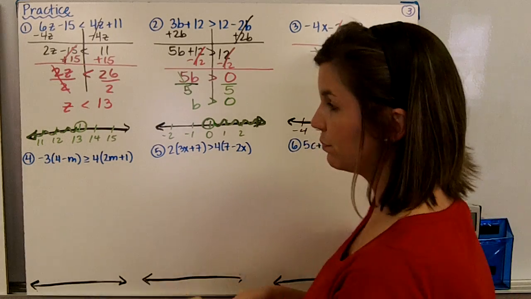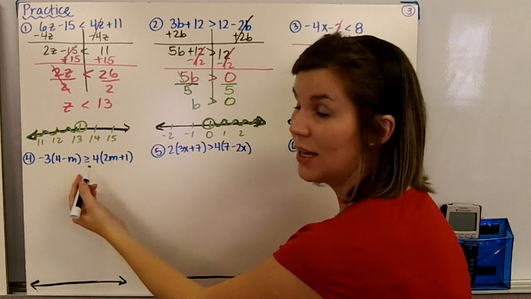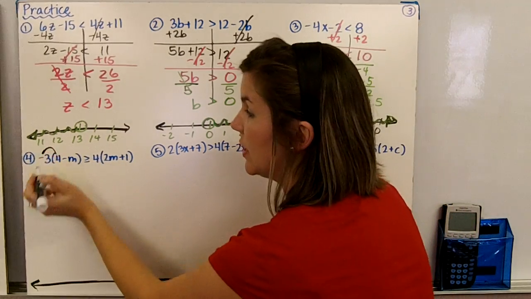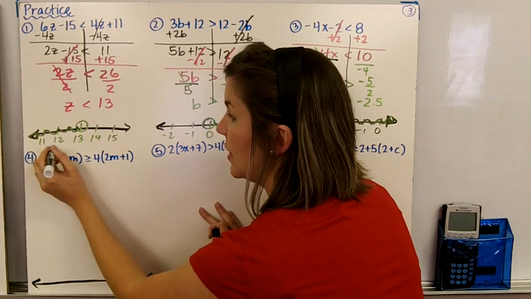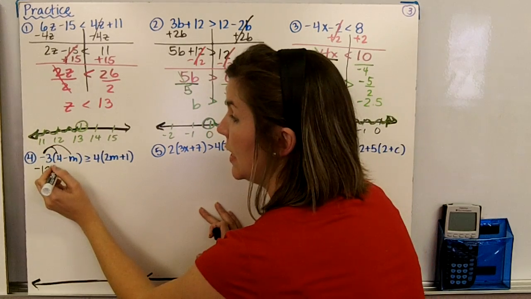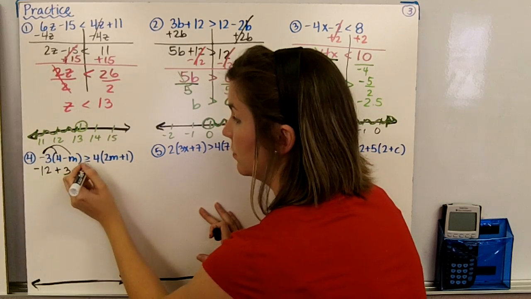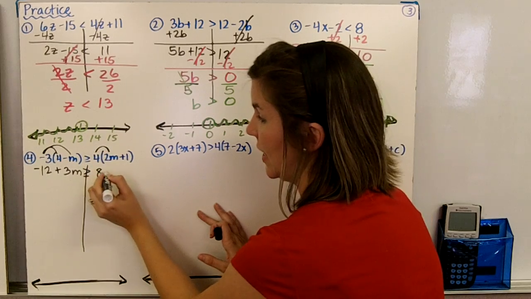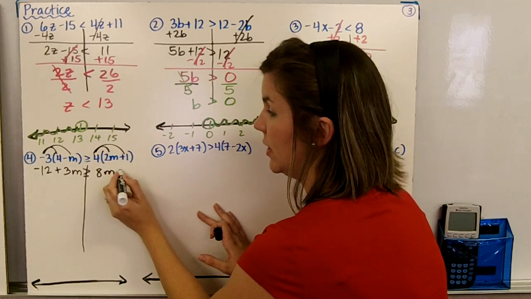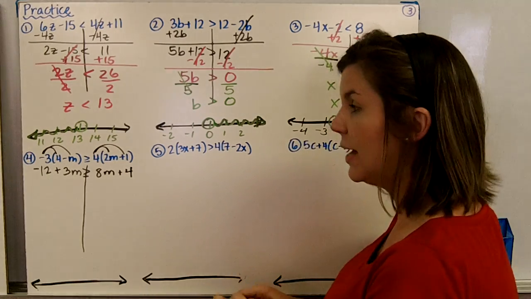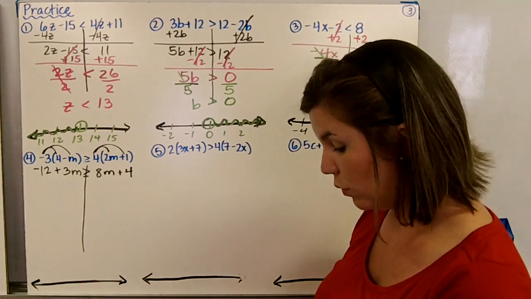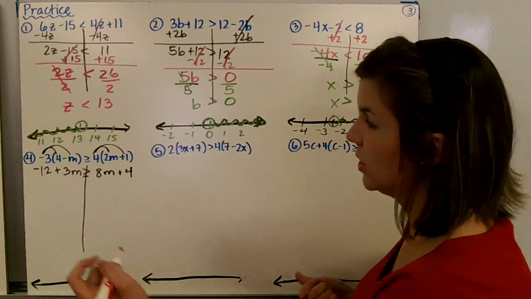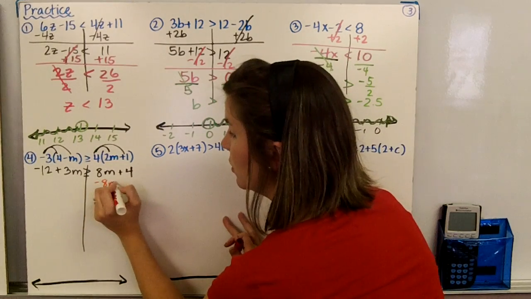Example number 4. I have to distribute on both sides of this equation because I have a number outside of a set of parentheses. So negative 3 times 4 is negative 12. Negative 3 times negative m is positive 3m. 4 times 2m is 8m. 4 times 1 is 4. I need everything with m on one side of the equation. So I'm going to subtract 8m from both sides.